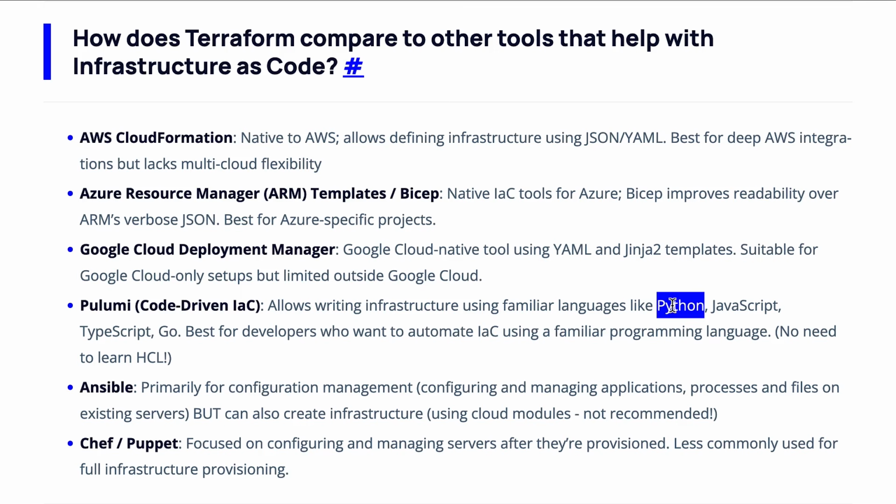So there are a few advantages for Pulumi. Pulumi does the same thing as Terraform, but in Pulumi, you'd be making use of a familiar programming language like Python, JavaScript, TypeScript, or Go to provision your infrastructure. So this is best for developers who want to automate infrastructure as code using a familiar programming language.